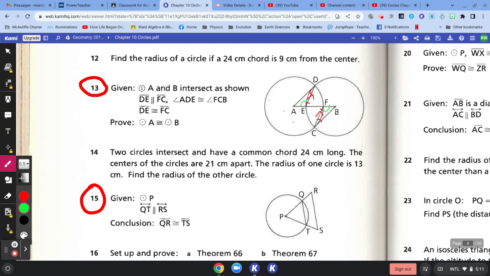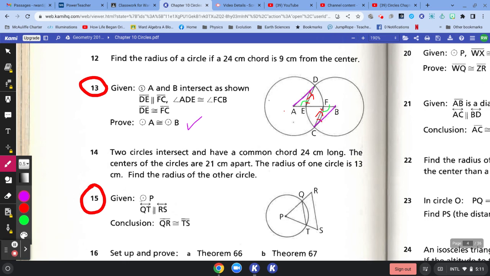And by CPCTC, we can say, because corresponding parts of congruent triangles are congruent, BC and AD are congruent, and they are the radii, so these two circles are congruent because they have congruent radii. All right, let's take a look at number 15.